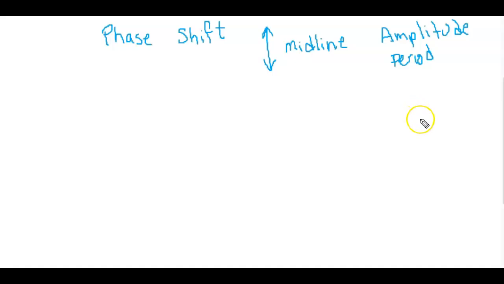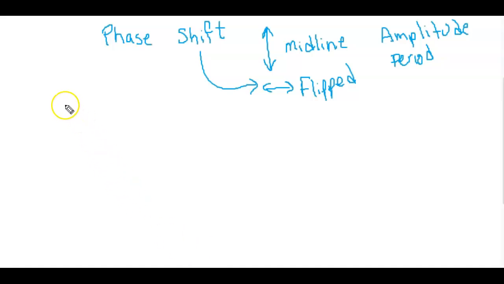One thing that we haven't done is we haven't flipped it, and we haven't translated it to the left and to the right. So that's kind of what I want to talk about today. Phase shift in particular is talking about shifting it to the left and to the right.